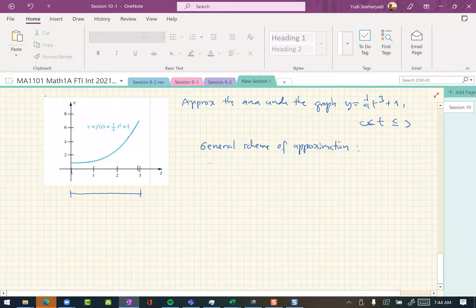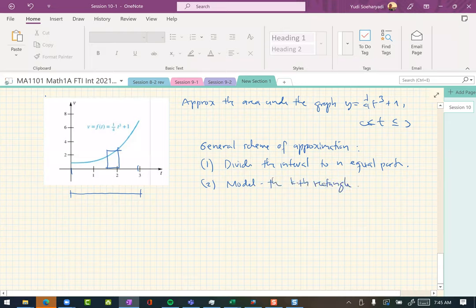Okay. So the scheme is that we divide the interval into n equal parts. And then we model the jth rectangle. Okay, and then sum. And then find a formula. Right, so these are the three steps.